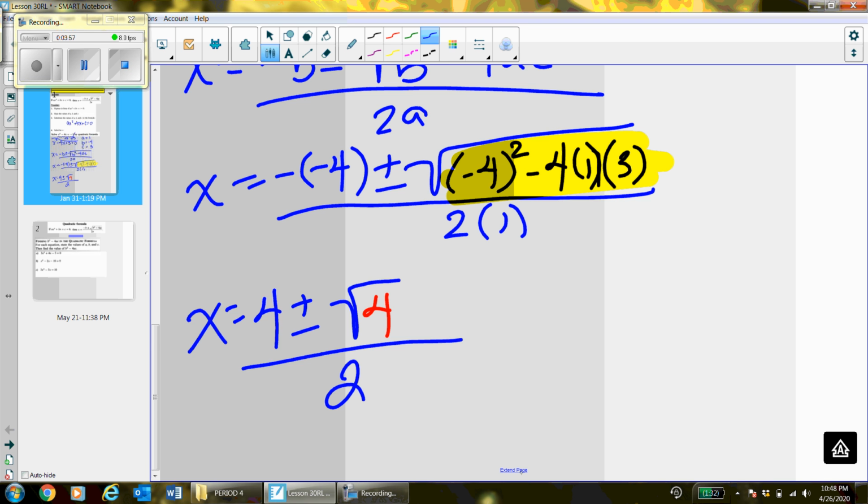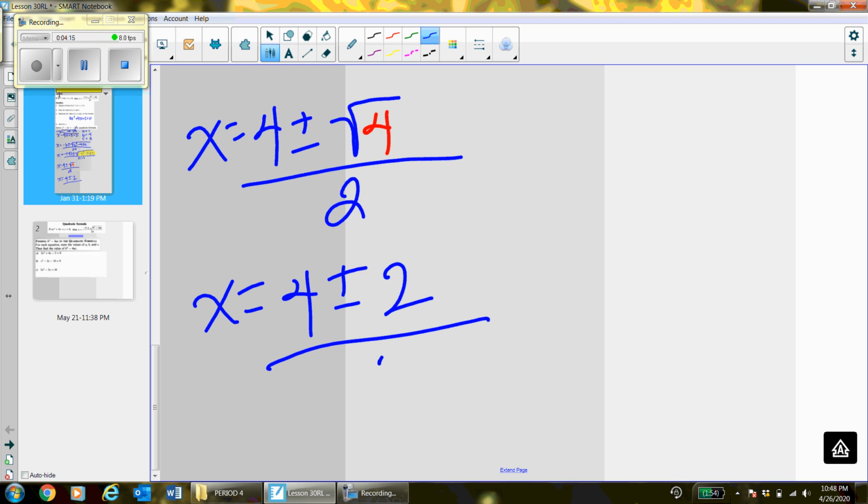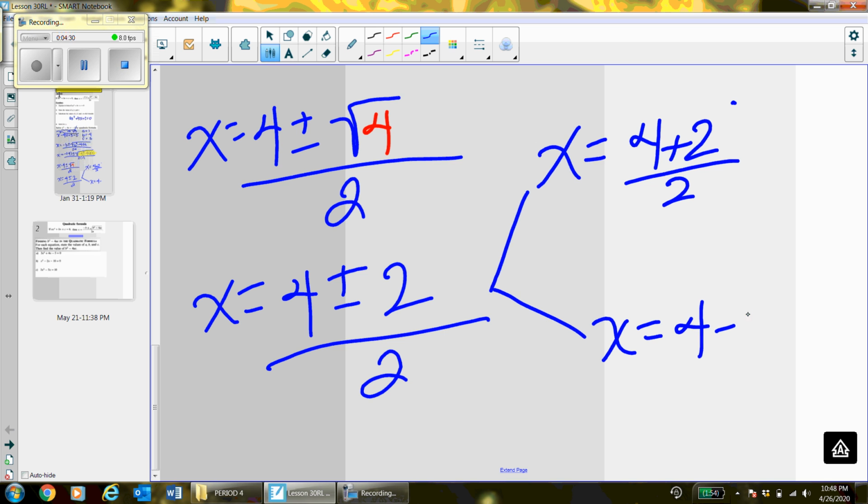That's going to work out perfectly because that red 4 is a perfect square. So now this is going to become 4 plus or minus, because you get 2 roots when you have a square root, the square root of 4, which is positive and negative 2, all over 2. And this translates into 2 equations: x equals 4 plus 2 divided by 2, and x equals 4 minus 2 divided by 2.